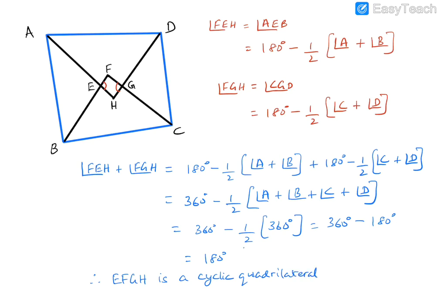Okay, and why is that the case? Because the sum of the opposite pair of angles is equal to 180 degrees. So therefore we have now proved that the quadrilateral EFGH, which is formed by the angle bisectors of the bigger quadrilateral ABCD, is indeed a cyclic quadrilateral.